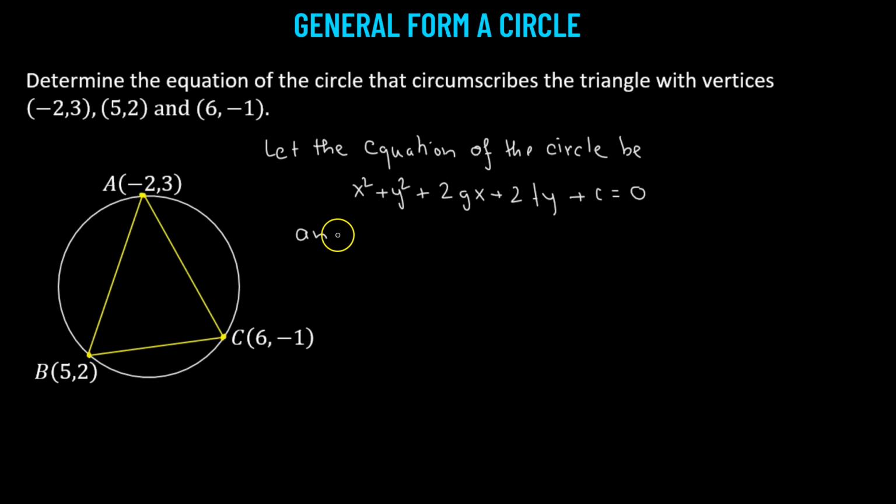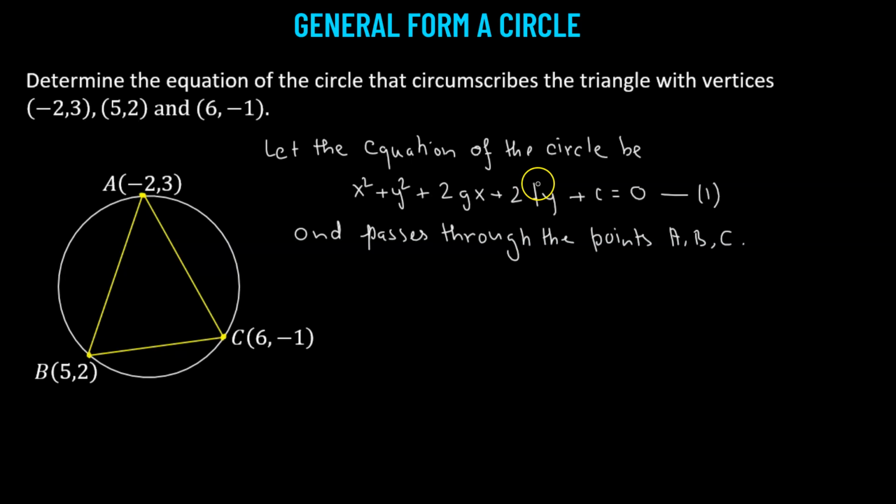And this circle passes through the points A, B, and C, such that each point is going to satisfy the equation of a circle. And using that information, we can find out the values of the constants g, f, and c. So let us begin. Now we'll start with point A, (-2, 3).